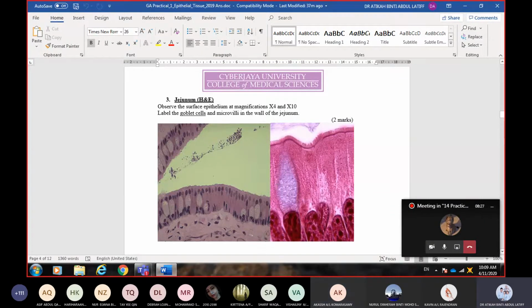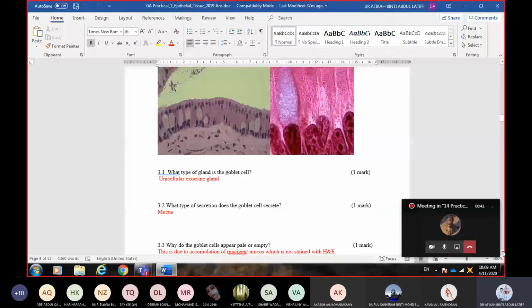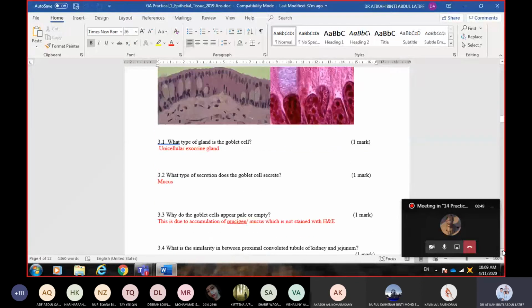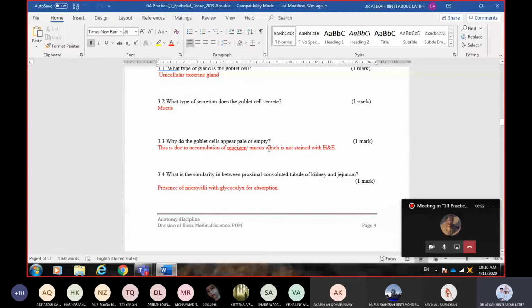Okay, thank you. So these are your goblet cells here and here. If we zoom in, this is what the goblet cell looks like. It's more pale staining as compared to the normal other cells. So what type of gland is the goblet cell? It is a unicellular exocrine gland. It secretes mucus, and it appears empty or pale because mucus is not stained with H&E staining. The staining that we use normally is H&E, and it does not stain mucus, so the goblet cells are less stained, so they appear pale.